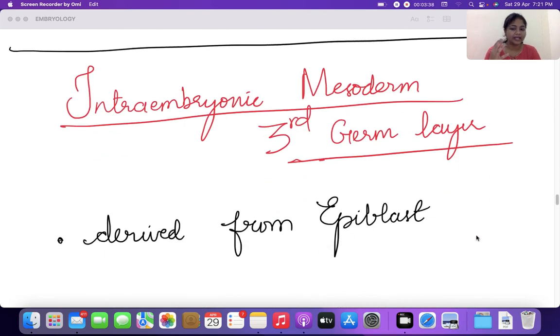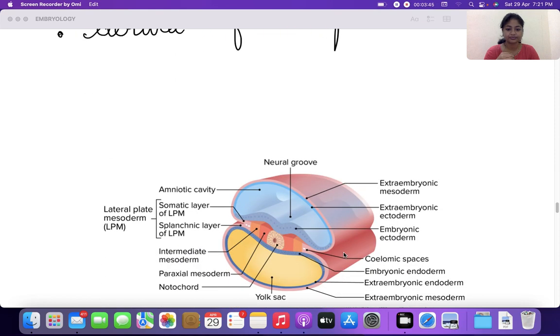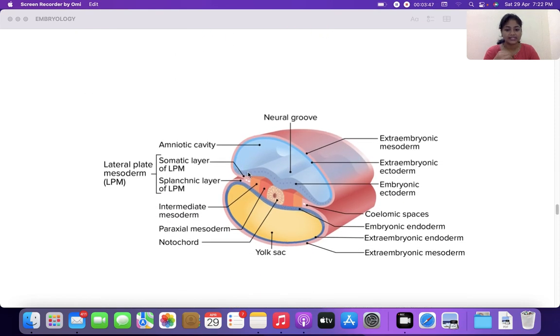The third germ layer, intraembryonic mesoderm. Remember, mesoderm is also derived from the epiblast. As you can see, between the epiblast and the hypoblast, the cells migrate and come between these two layers. The one closer to the notochord will become the paraxial mesoderm. Lateral to that is the intermediate mesoderm and the very lateral most is the lateral plate mesoderm, which gets differentiated into somatic layer and splanchnic layer having an intraembryonic coelom in between.